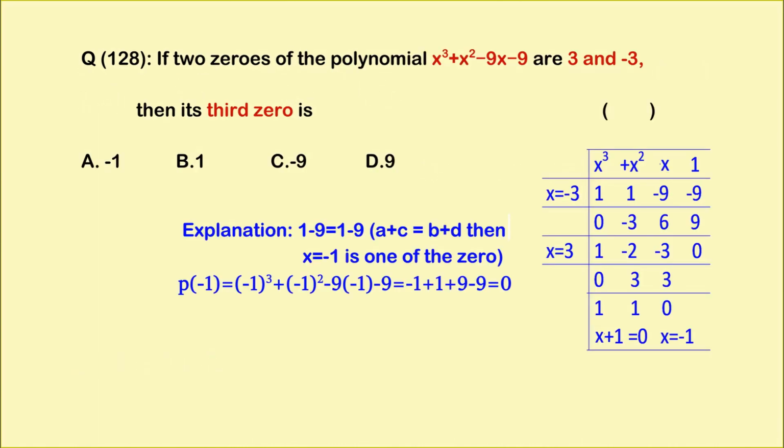Question number 128. If two zeros of the polynomial x cube plus x square minus 9x minus 9 are 3 and minus 3, find the third one. So you see in the explanation, if the coefficients of odd powers of x is equal to the coefficients of even powers of x, then we can say x is equal to minus 1 is a zero. And another way is if you substitute the values of the given answers in p of x, so p of minus 1 is equal to minus 1 whole cube plus minus 1 whole square minus 9 of minus 1 minus 9 is equal to minus 1 plus 1 plus 9 minus 9, that is equal to 0. So we can say A is the right answer.